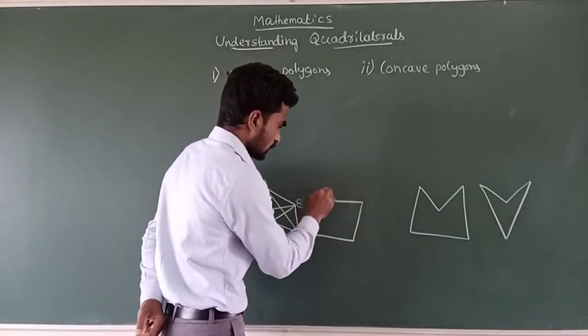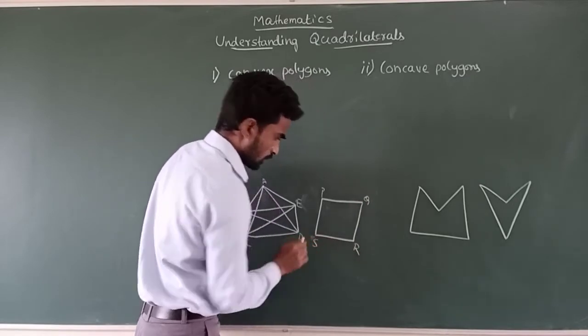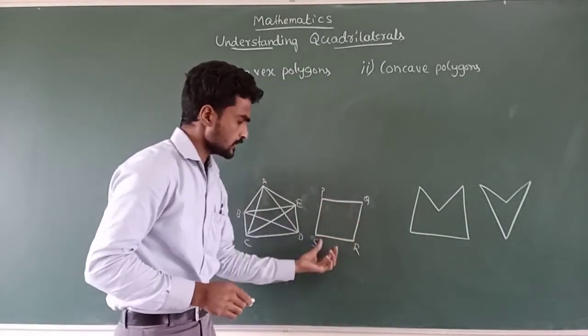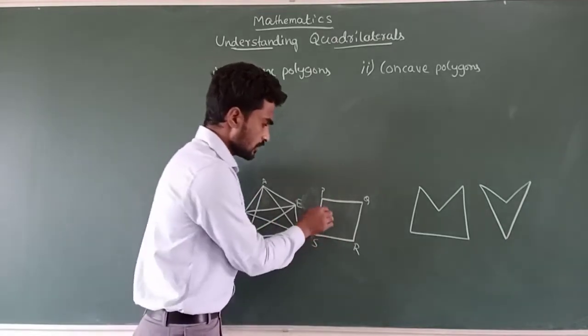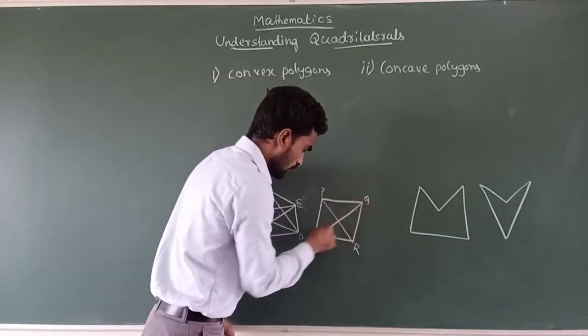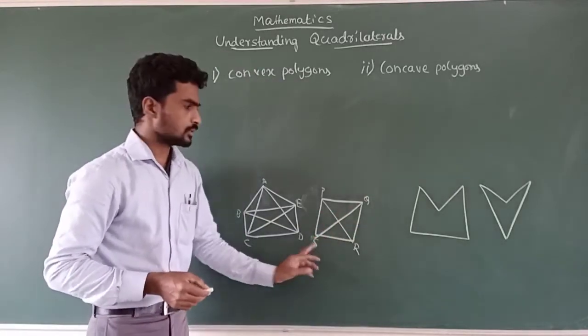Now here, give the name PQRS. It has four sides and four vertices, so it is called a quadrilateral. Here there are two diagonals. One is PR, another one is QS.